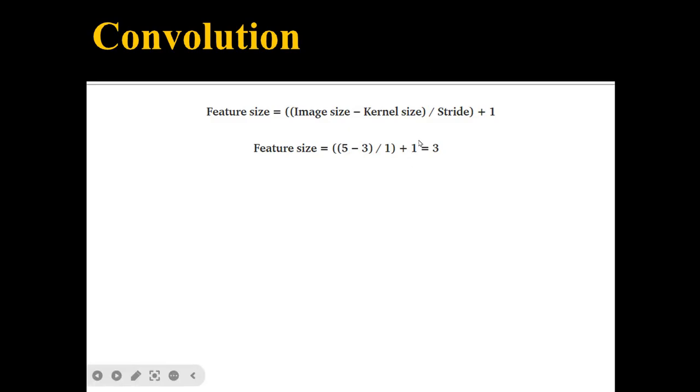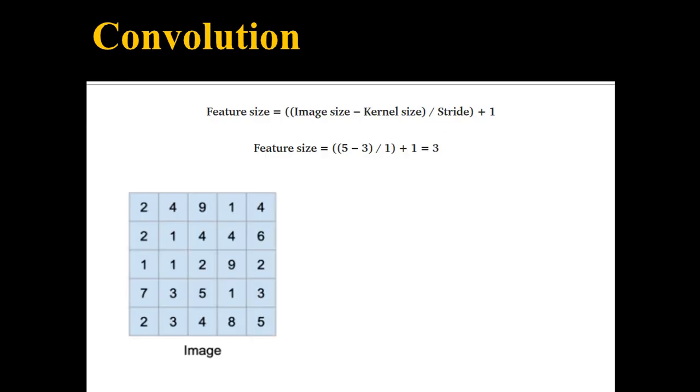Okay, if we change the value of the stride to 2, sorry, here the stride value as 2, then 2 divided by 2 will be 1, 1 plus 1 will be 2. So here the feature size will be reduced when you increase the value of the stride.